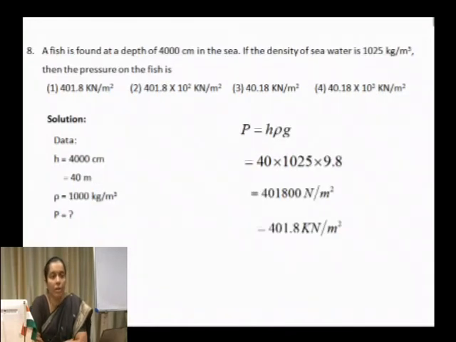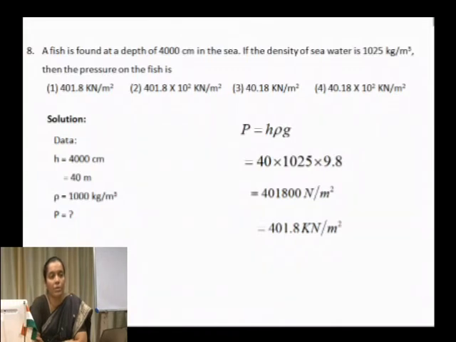Question number 8. A fish is found at a depth of 4,000 centimeter in the sea. If the density of the sea water is 1025 kg per meter cube, then the pressure on the fish is dash. So, the depth of the sea is 4,000 centimeter or 40 meters. The density of the liquid is 1025 kg per meter cube. Pressure has to be calculated.